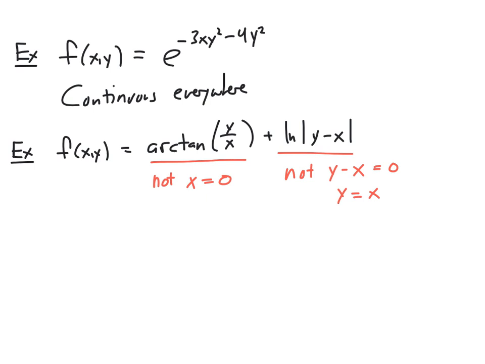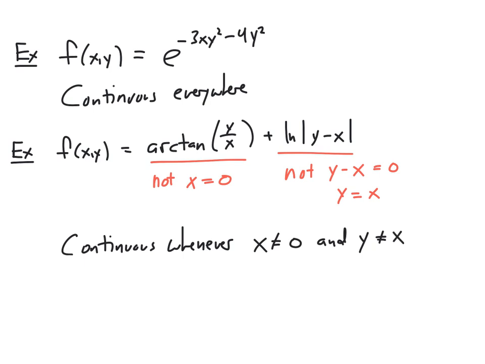Right? So if we just combine these two facts together, this particular function will be continuous at any point when x is not equal to 0 and y is not equal to x. Right? So as long as x is non-zero and y and x are not identical, this particular function will be continuous.